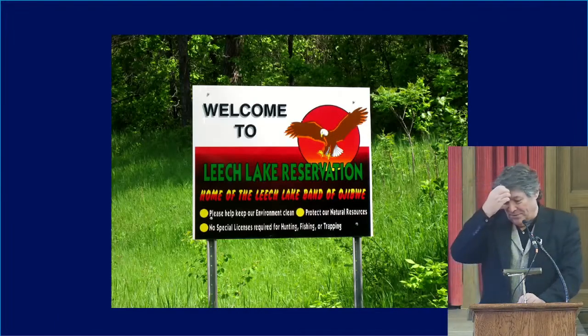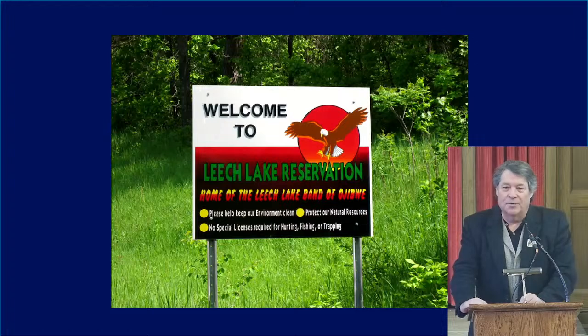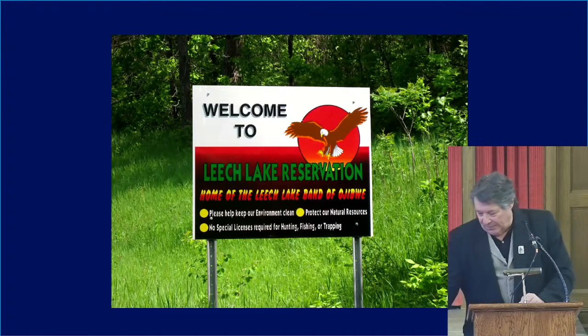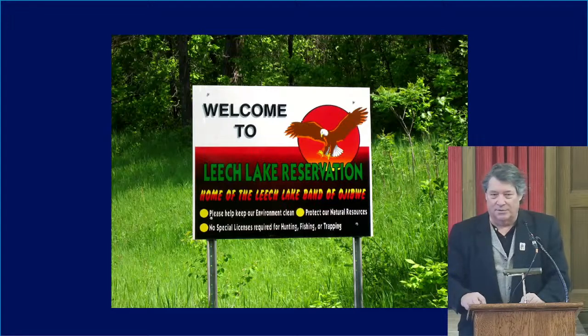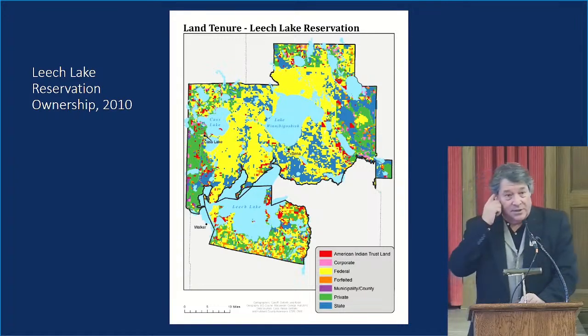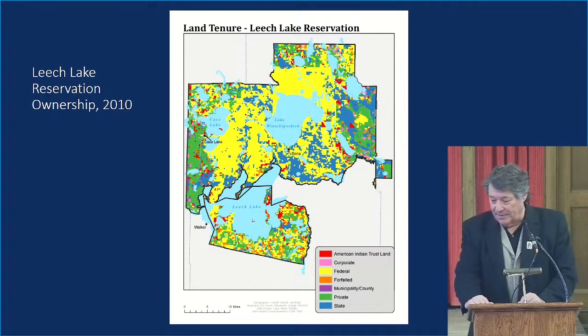So, closer to home, Leech Lake Reservation. This is perhaps the quintessential outcome of the General Allotment Act. Leech Lake went through the allotment process under the Nelson Act in Minnesota, which covered all the reservations in Minnesota. This is the Leech Lake Reservation after the Allotment Act was put in place.